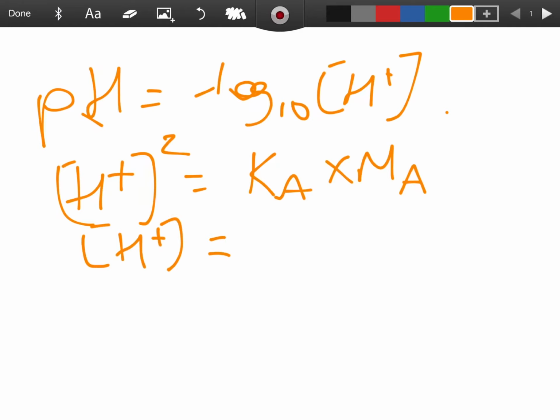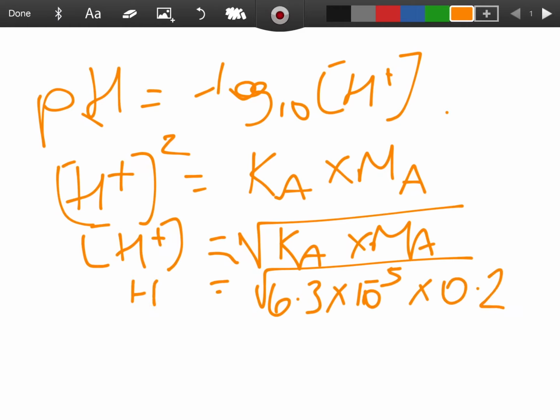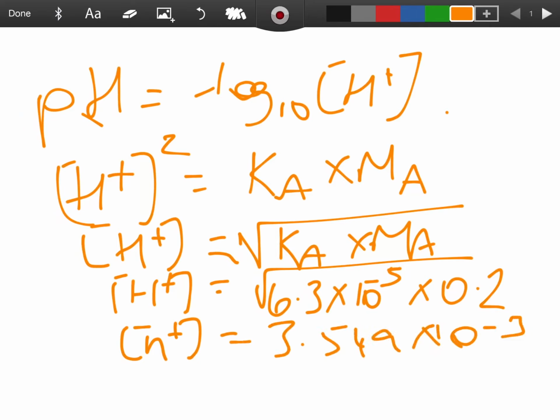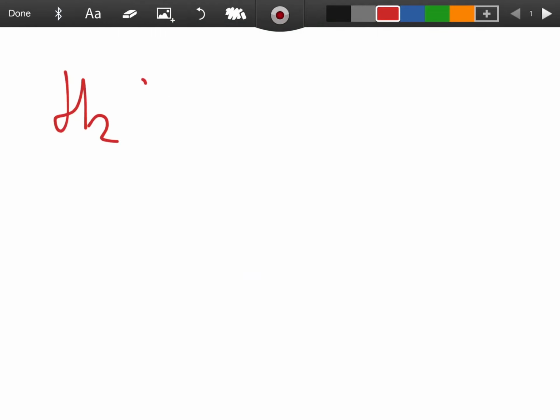Now, our formula there for a weak acid was Ka times Ma, okay? So to manipulate that formula, remember you get the square root of Ka times Ma. Fill that in. You're told that the Ka was 6.3 by 10 to the minus 5. The molarity of the acid was 0.2 molar. So the hydrogen ion concentration there, when you do that, worked out to be 3.549 by 10 to the minus 3. And then you plug that value into your pH formula, and your pH comes out at 2.45. Okay, that's the pH.